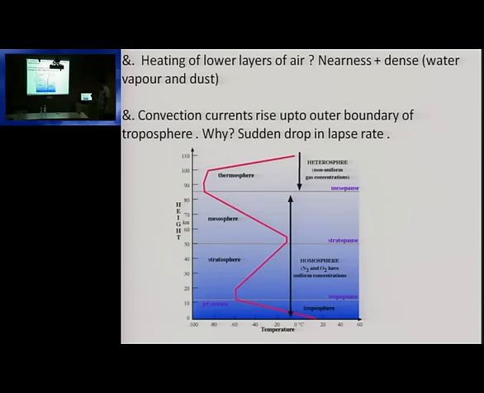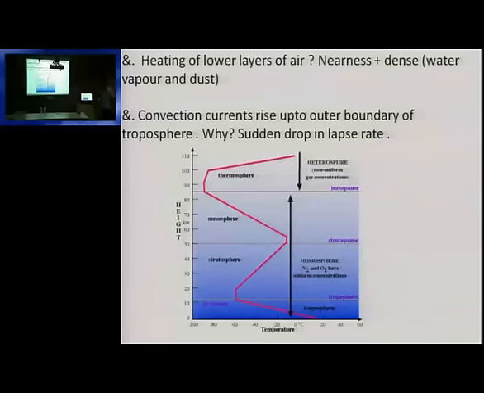this jet stream, due to its high velocity and intensity, breaks through the tropopause and goes into the stratosphere. During that time, it takes the water vapor or any other particles that are there in the troposphere into the stratosphere. That is one of the reasons, because the convection currents go only up to the tropopause. So all the climatic activities are confined to this region, from the surface to the tropopause. But as we studied in types of clouds, we find some clouds in the stratosphere.